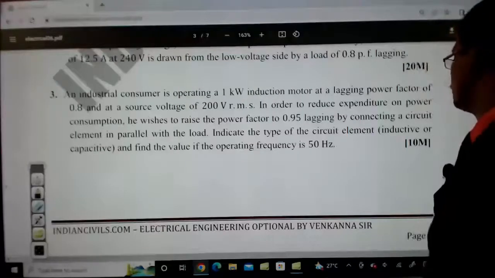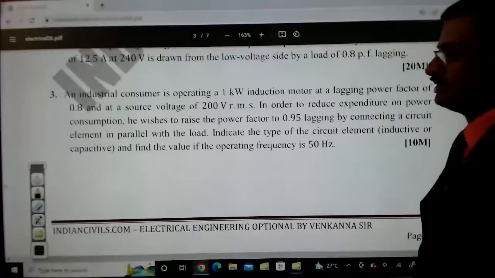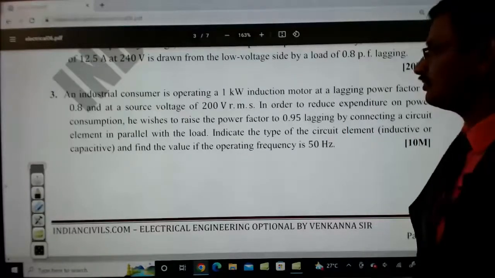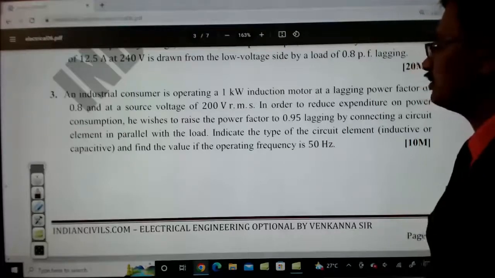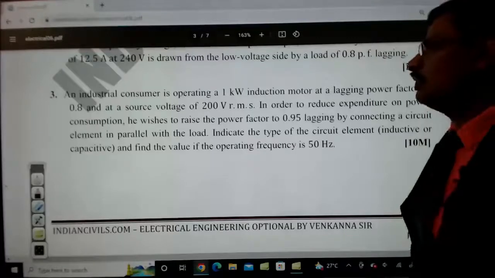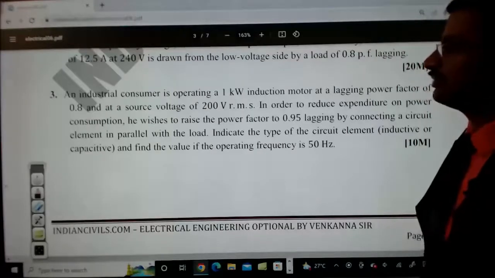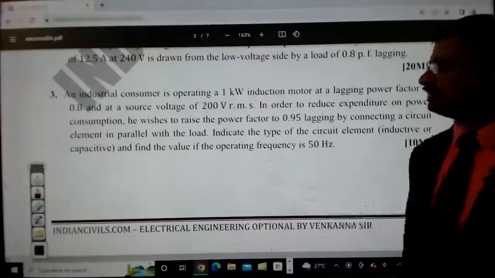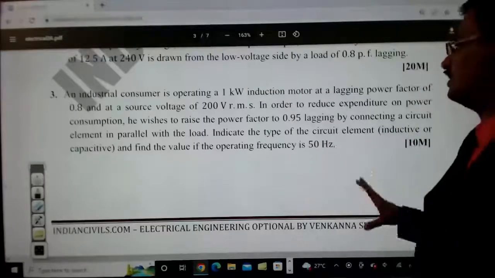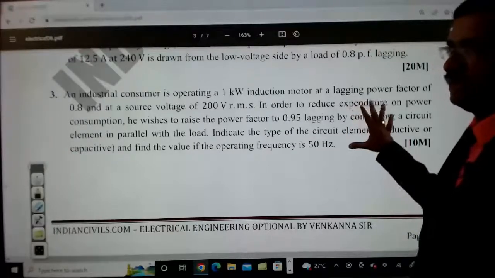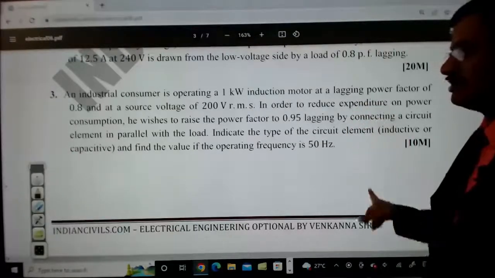Indicate the type of the circuit element, that is inductive or capacitive, and find the value of the operating frequency when the operating frequency is 50 Hz. Find the value. He didn't mention what that value is, right? Maybe a typo, so maybe we will have to correct this. If the operating frequency is 50 Hz, I don't know what was asked. Anyway, I will correct this one. But this is a standard question, not different from anything, a standard textbook question.